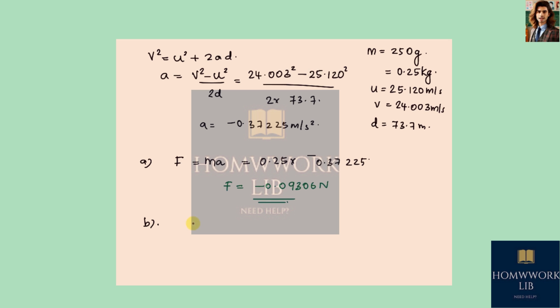Now, for the B part of the question, using first equation of motion, we can write V is equal to U plus AT, which implies T is equal to V minus U by A. On substituting the values, 24.003 minus 25.120 divided by minus 0.37225. On solving, we will get the value of t as 3 seconds.